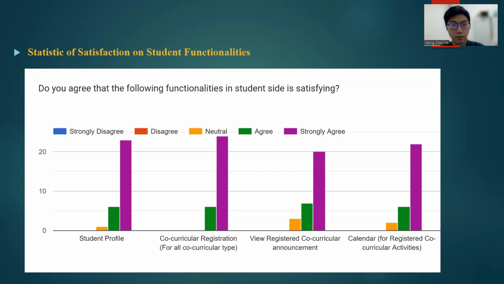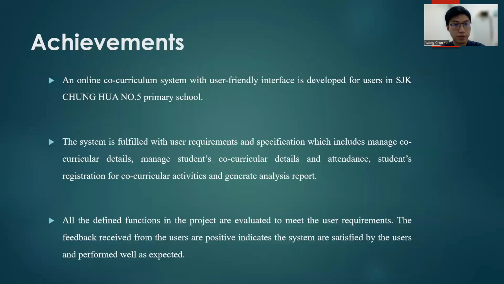which can let the students download some teaching material for their co-curricular activities. The achievement is to develop an online co-curriculum system with a user-friendly interface for the users in SJK Chung Hua No.5 primary school. The system fulfils the user requirements and specifications, which include managing co-curricular details, managing student co-curricular details and attendance, student registration for co-curricular activities, and generating the analysis report.